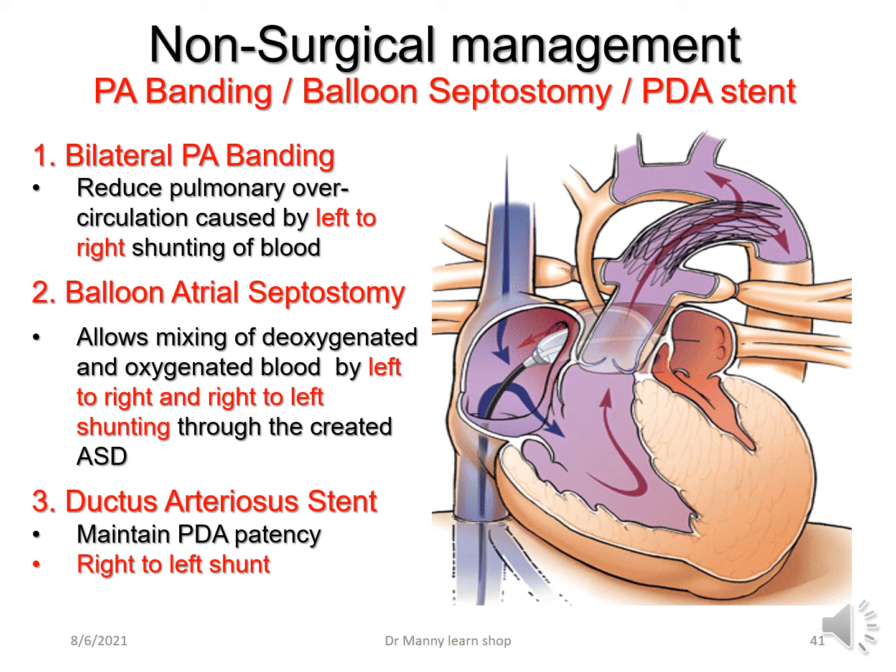Non-surgical management includes pulmonary artery banding to reduce pulmonary overcirculation caused by left to right shunting of blood, a balloon septostomy which allows mixing of the deoxygenated and oxygenated blood by either left to right shunting or right to left shunting through the created ASD, atrial septal defect, patent foramen ovale, and a ductus arteriosus stent to maintain patency of the persistent ductus arteriosus, which could close. And this will promote right to left shunt.